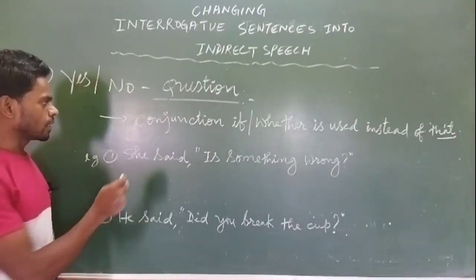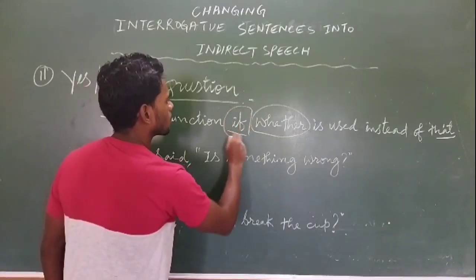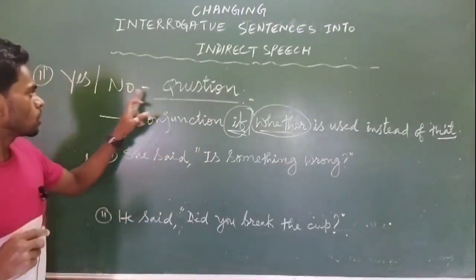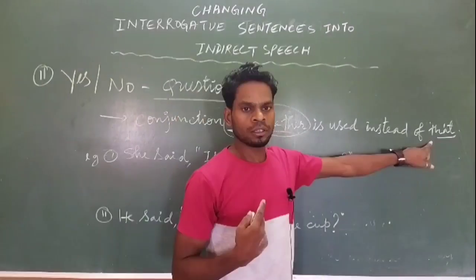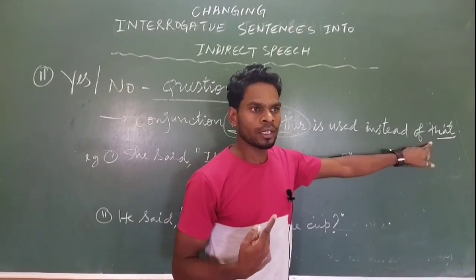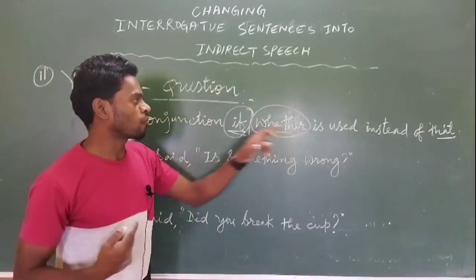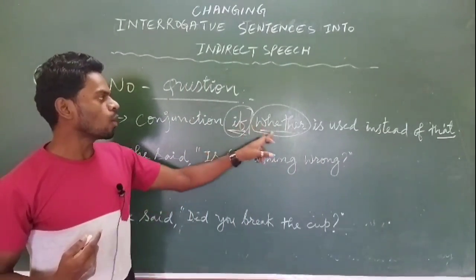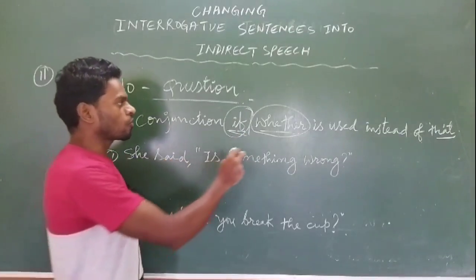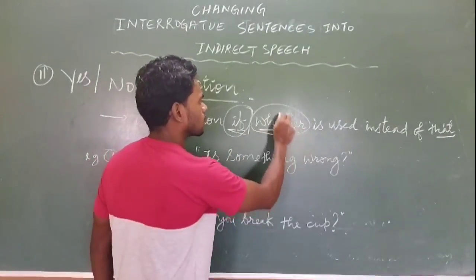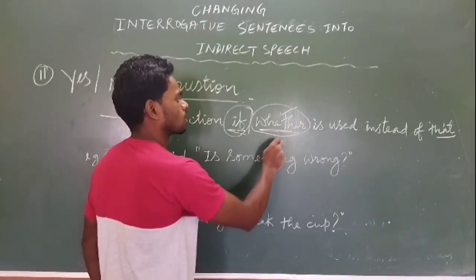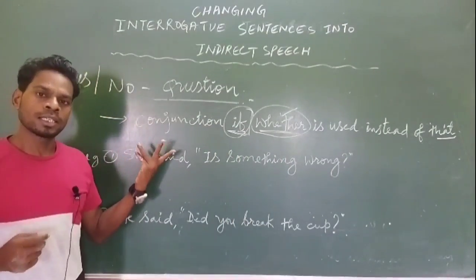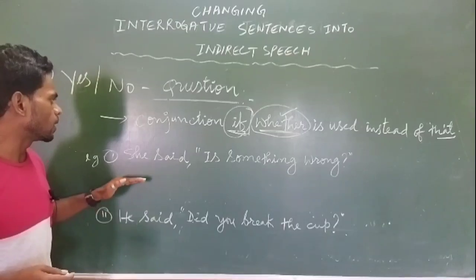But here one thing we have to remember is that the conjunctions if and whether are used in a yes-no question. So we do not write that, but instead of that we use if or whether. Use any one of them. If you are not sure of the spelling of whether, then don't use this word, use if, and the rest of the rules are the same. So now let's see.